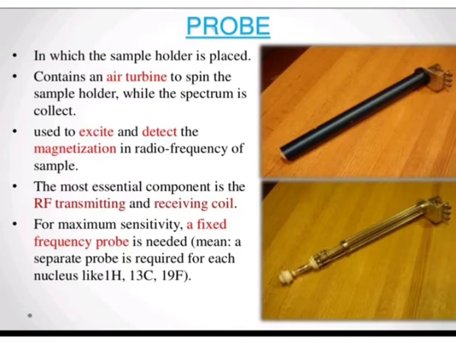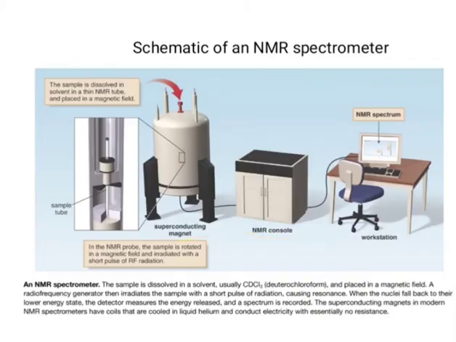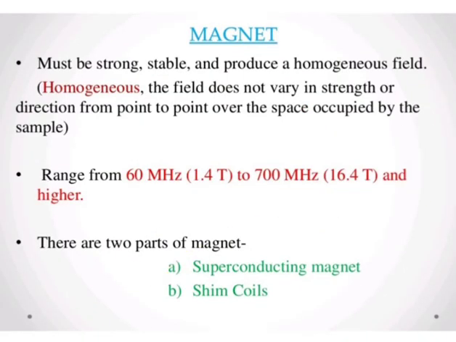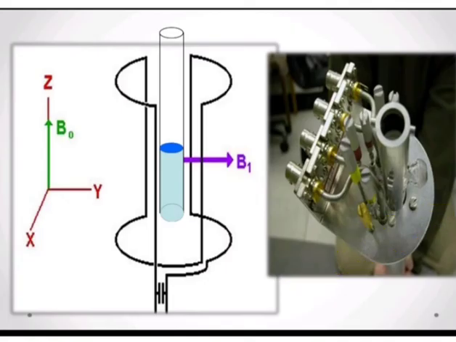Then a probe. So we have kept this sample tube inside the probe. See, this sample tube is kept inside this probe. So the probe is like this. This is the structure of a probe. Actually, this one is a probe. This is an exact view of a probe. From this hole, we can put the sample tube inside the probe. So, see, in such a way we can put a sample tube or a sample holder inside the probe.